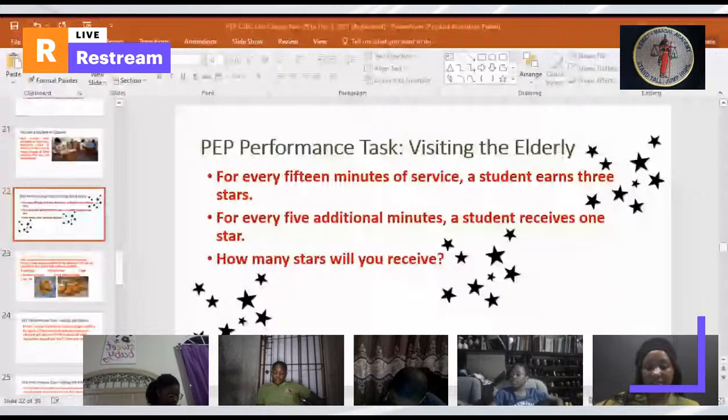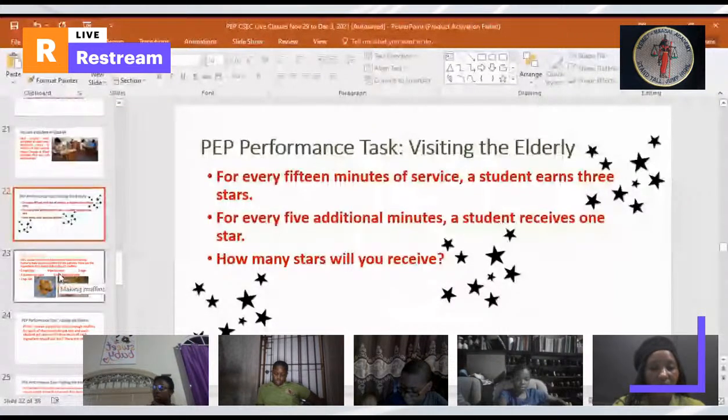So all you need to do for the number of minutes that you serve, you divide that by 15 to see how many times, and then you multiply by 3 because it's 3 stars for every 15 minutes, and for the extra minutes, each 5 minutes is 1 star. All right, so we're awarding the students for their good service.